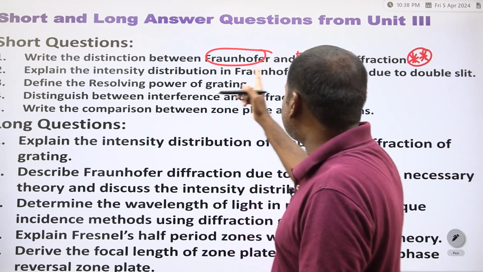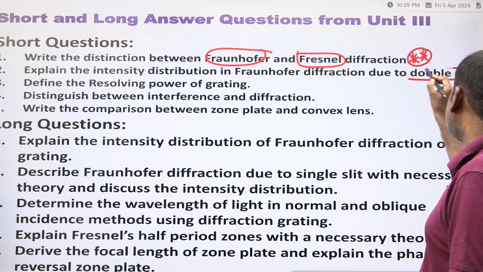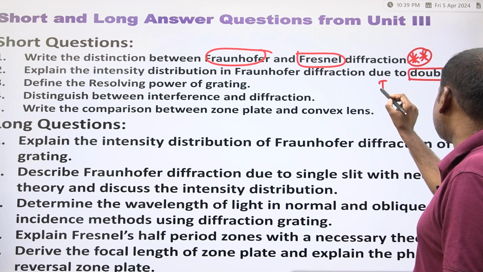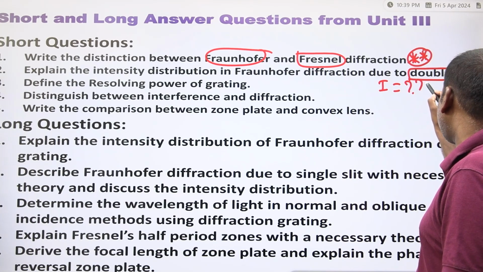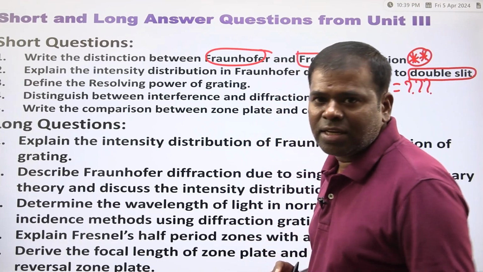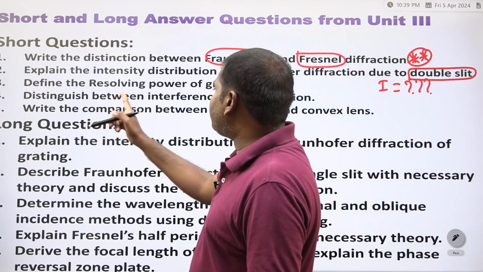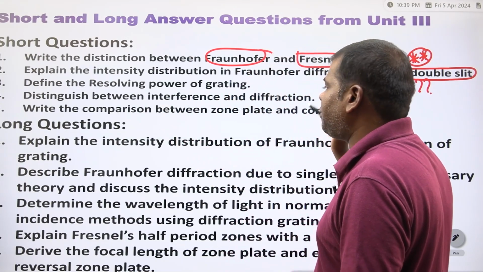Explain the intensity distribution of a Fraunhofer diffraction due to the double slit. Due to the double slit, what is the intensity distribution? That formula you have to write. Define the resolving power of grating. What is the resolving power of grating? You have to write. Distinguish between the interference and diffraction.